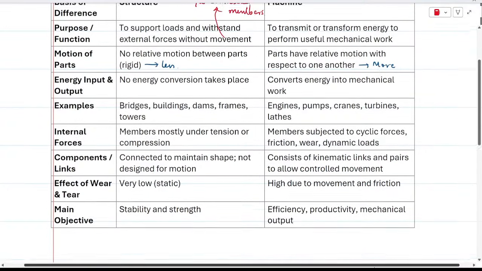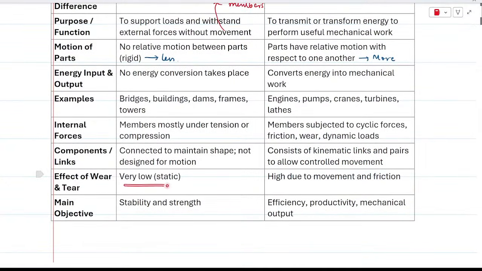Next, the effect of wear and tear is very low or static in nature for a structure, whereas for a machine it is high due to the presence of friction. So the main objective of the structure is to maintain stability and strength, whereas the performance of a machine is judged on the basis of efficiency, productivity, mechanical output, and the quality of work that is being produced.